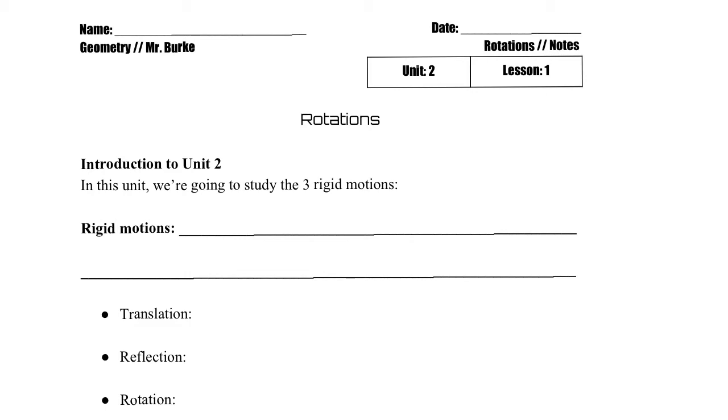Let's be very specific about how we define rigid motions. Rigid motions are transformations that preserve, which means keep the same, side length, and angle measure.